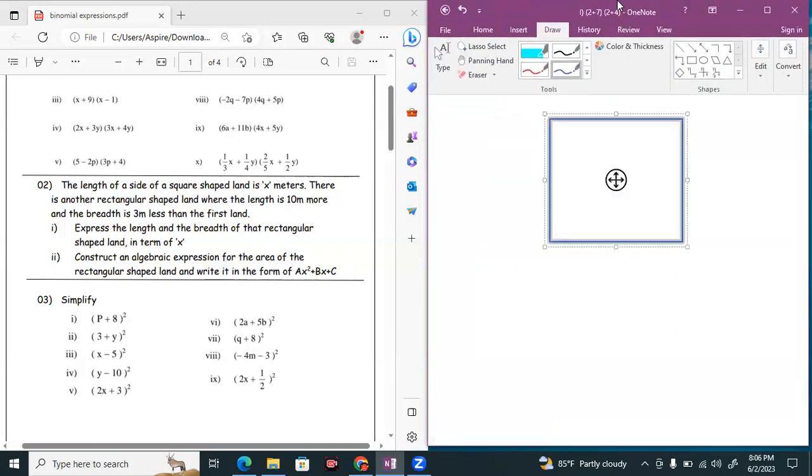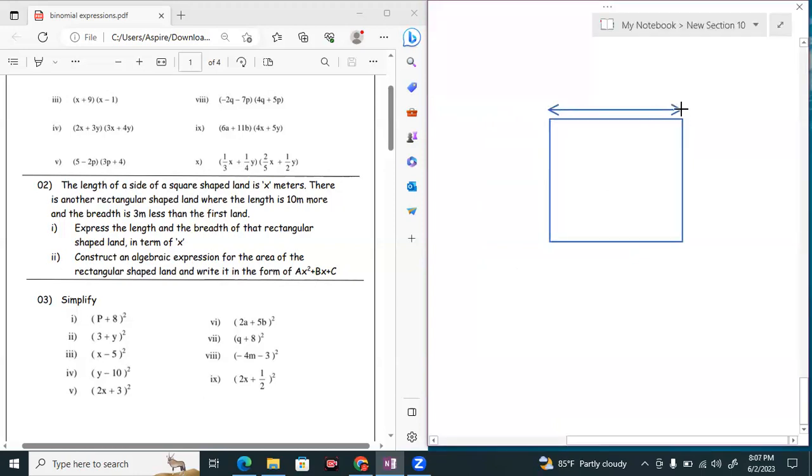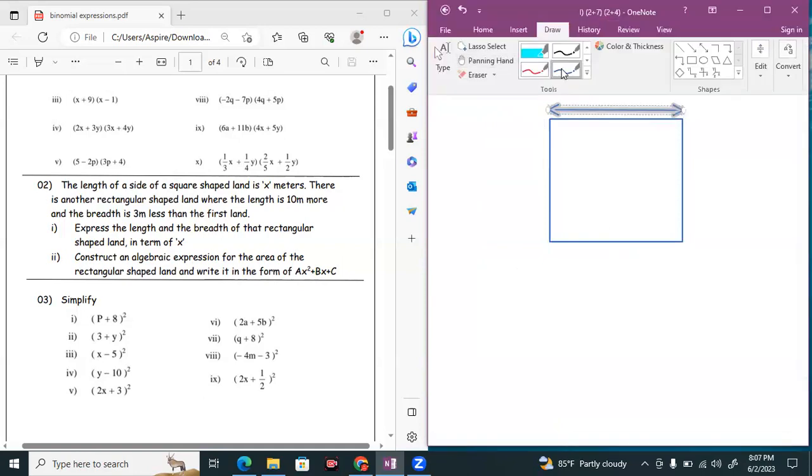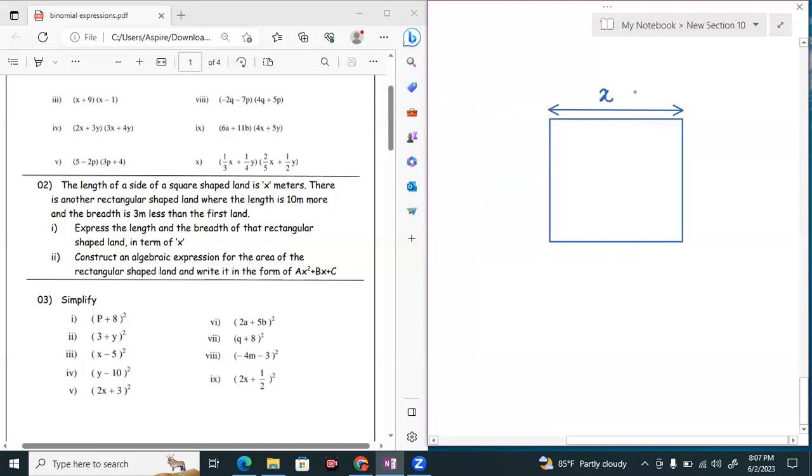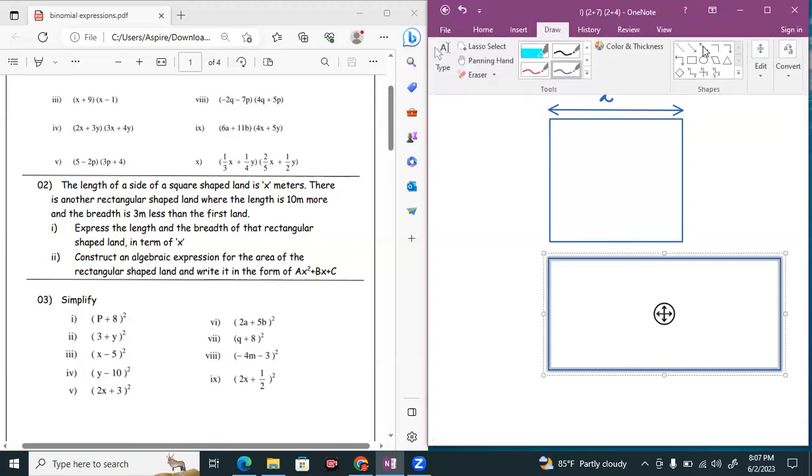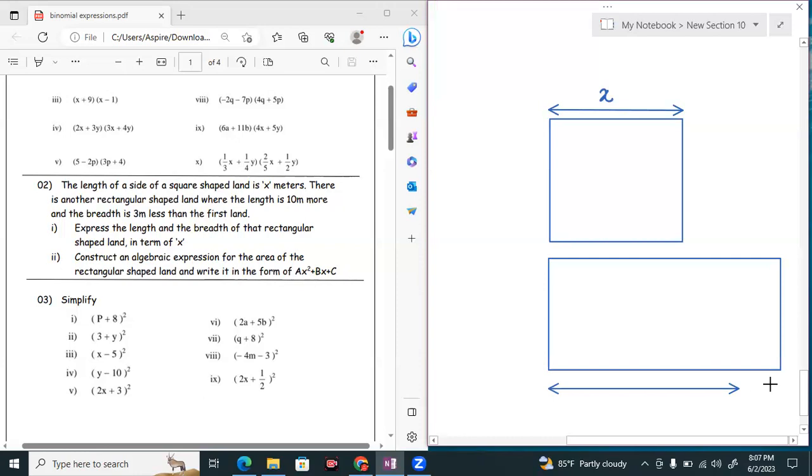The length of a side of a square shape land is x centimeters. This is x. There is another rectangular shaped land where the length is 10 meters more and the breadth is 3 meters less than the first land. There is another rectangular land. I will draw it like this. And they have mentioned the length and breadth of the second land in terms of x.